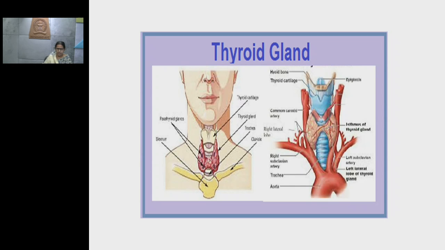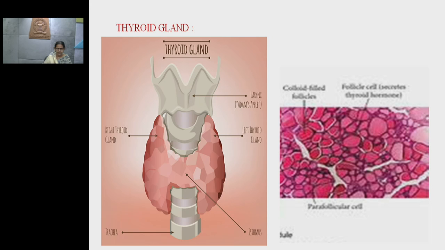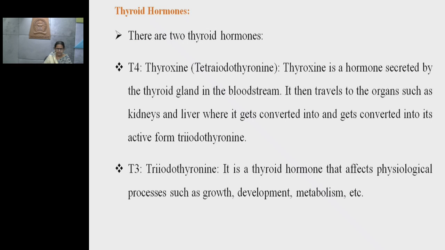See the picture of this gland. It is butterfly shaped, joined by an isthmus. It shows 2 lobes. This is the second figure, that is the internal structure of the thyroid gland. Then we'll see the hormones.